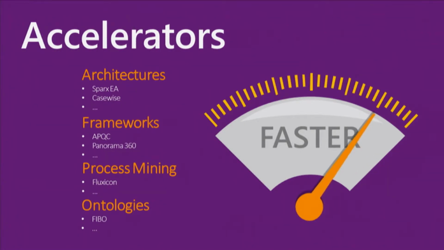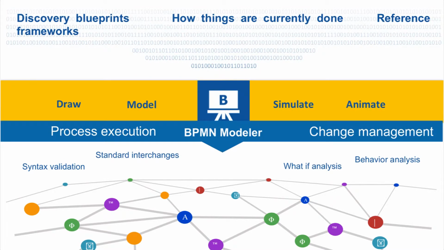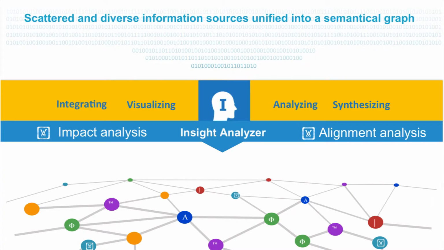We have accelerators for business architecture, enterprise architecture, reference frameworks, process mining tools, and even for ontologies. All these can be called upon to help break the white page syndrome or pull together everything. One of our tools is the Discovery Accelerator, which grabs all the information from the business people, and the intent is to talk to them with the language they know, which is the balanced scorecard, Kanban, etc. We also have the BPMN modeling tool, which helps you as an analyst to draw, model, simulate, and animate your processes so that you can have a process execution to go forward.